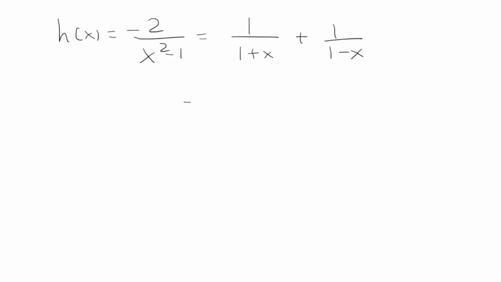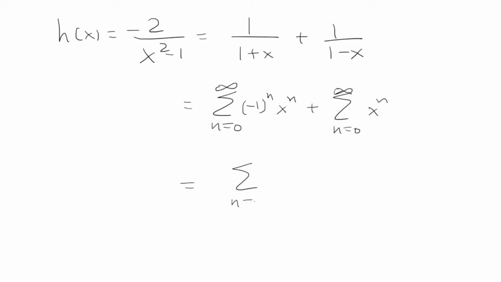We know that 1 over 1 plus x is the sum from n equals 0 to infinity of negative 1 to the n times x to the n. And 1 over 1 minus x will be the same thing, except we don't include the negative 1 to the n. Now they both have the same index, so it starts from n equals 0 to infinity, so we can add them together.